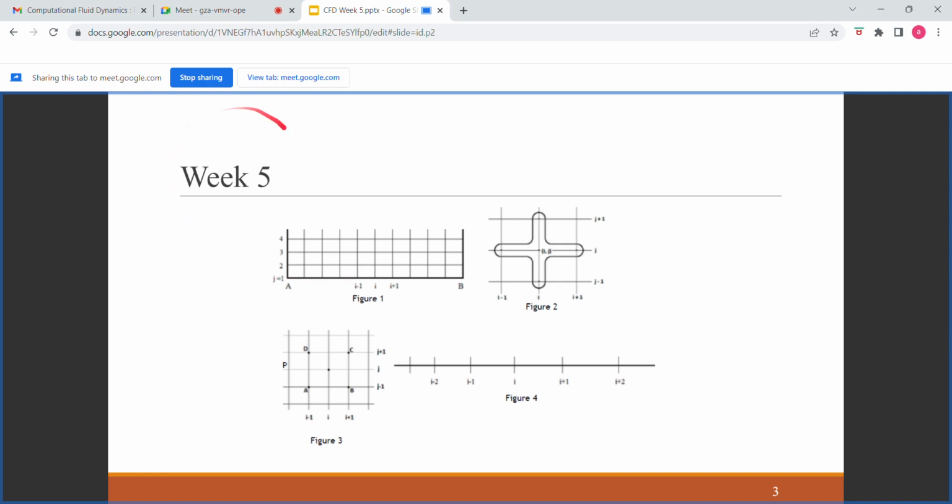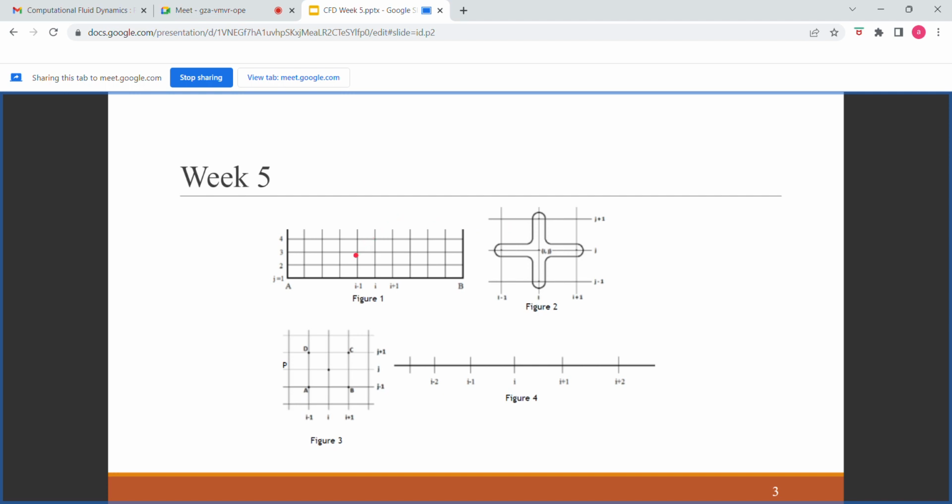So this week, the problems mainly focus on grids and finite difference approximation, and how it is termed, how it is derived, and how to solve the problems associated with it. So these are all the four figures given for the problems associated with week 5.